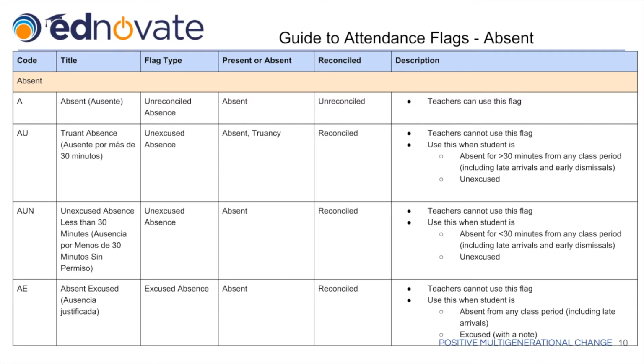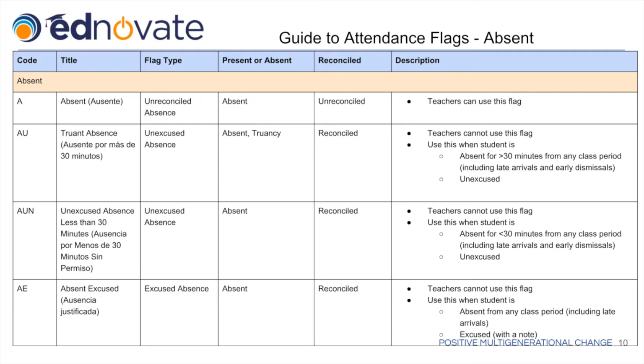For absences, the A is the one that teachers can use, and then the office needs to go in and reconcile it and choose one of these other three absences. So the first one is a truant absence. That's any unexcused absence that's over 30 minutes. The second one is an unexcused absence less than 30 minutes.